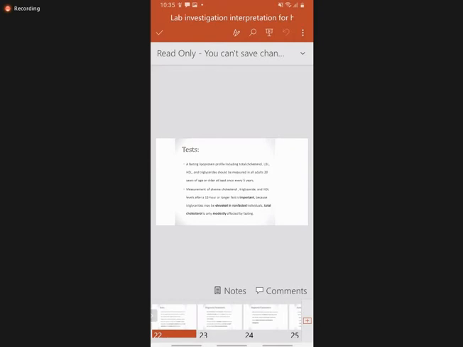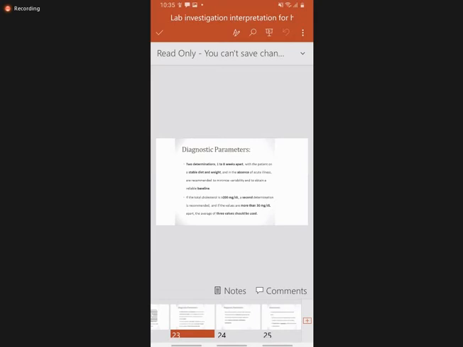Second, we have the diagnostic parameters. Diagnostic parameters, what we have? We have two determinations, 1 to 8 weeks apart, with the patient on a stable diet and weight and in the absence of the acute illness, are recommended to minimize variability and to obtain a reliable baseline.